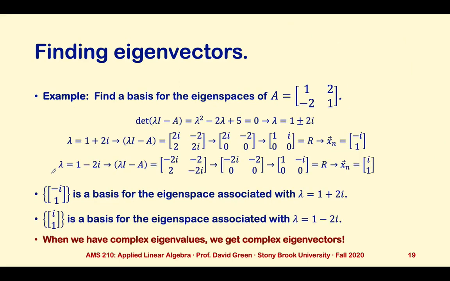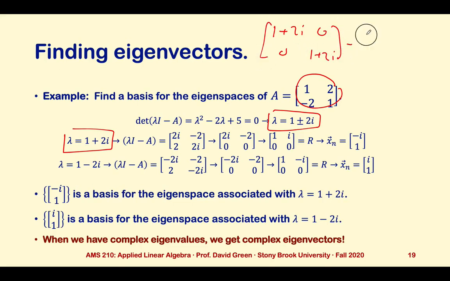Let's take a look at the complex case just to show you that this can be done. The last example we had, this matrix gave us complex eigenvalues, a pair of them, 1 plus or minus 2 times i. We can do exactly the same thing. We can plug this value in. And what happens when we do that? Lambda times I becomes 1 plus 2i, 0, 0, 1 plus 2i. Subtract A. 1, 1, 2 minus 2.